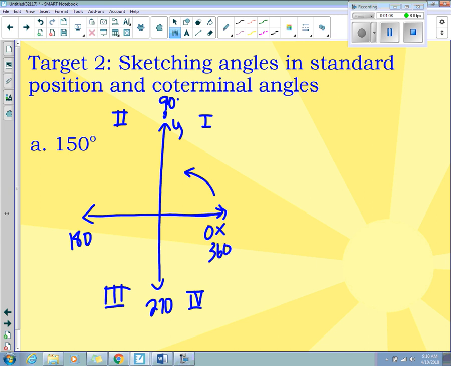So if we're trying to graph 150 degrees, we know that that's in quadrant 2, somewhere between 90 and 180, closer to 180. And again, we're just sketching here. We're not getting out our protractor. So again, it starts here, which is called our initial side, and then goes all the way to here, which is called our terminal side. Remember, angles are made up of two sides. Okay, so that would be graphing the angle 150 degrees in standard position.